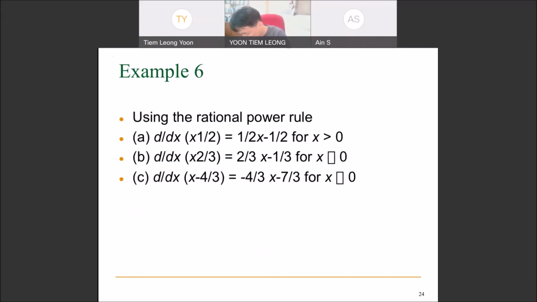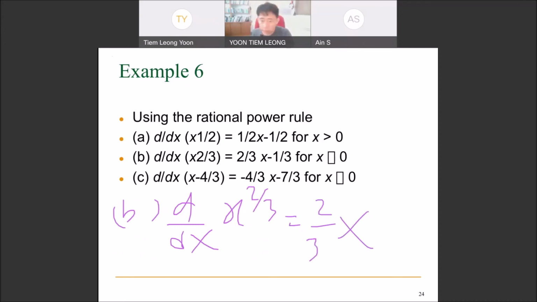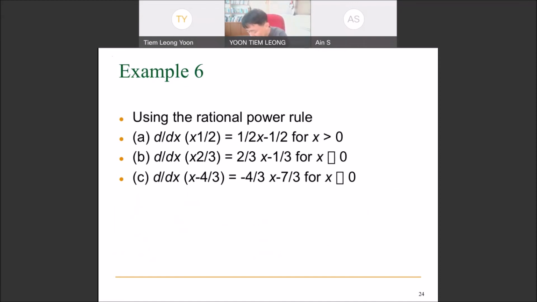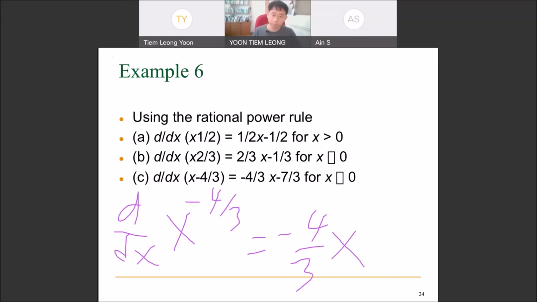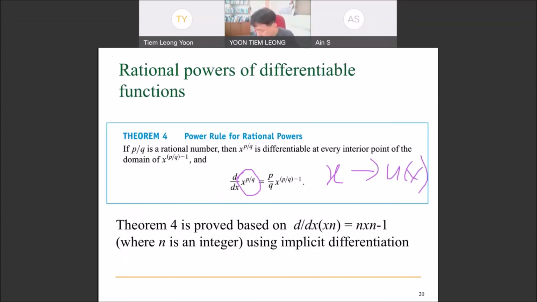Then for the b part, you have d/dx of this. Then again, this is equal to 2/3 times x^(2/3 - 1), which is x^(-1/3). Okay, so that is for b, and c is the same thing, right? So just straightforward, an application of this: minus 3/4 is just equal to minus 3/4 times x raised to the power of minus 4/3 minus 1, which is just x raised to the power of minus 7/3. Okay, so that is the application of theorem number 4. Okay, so there's nothing special about that.